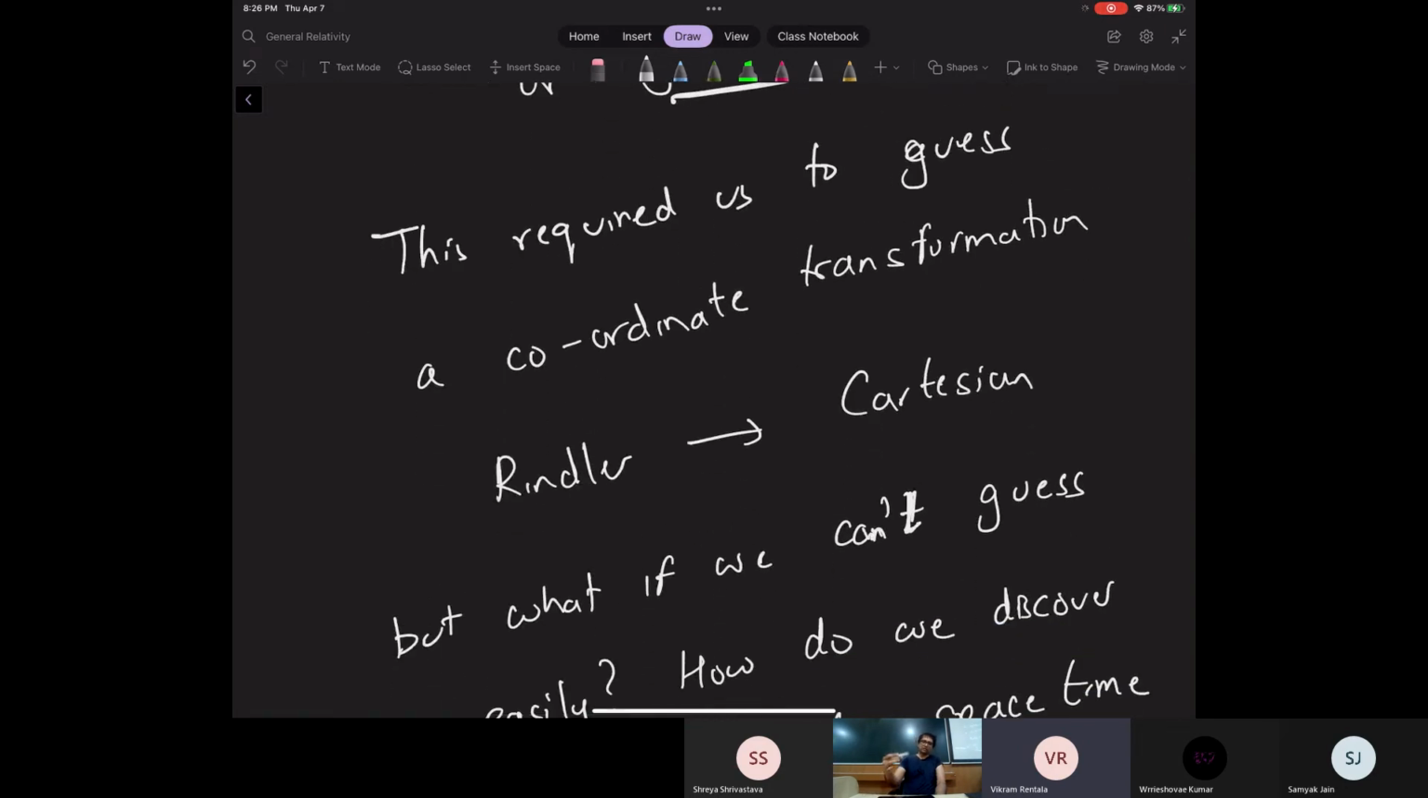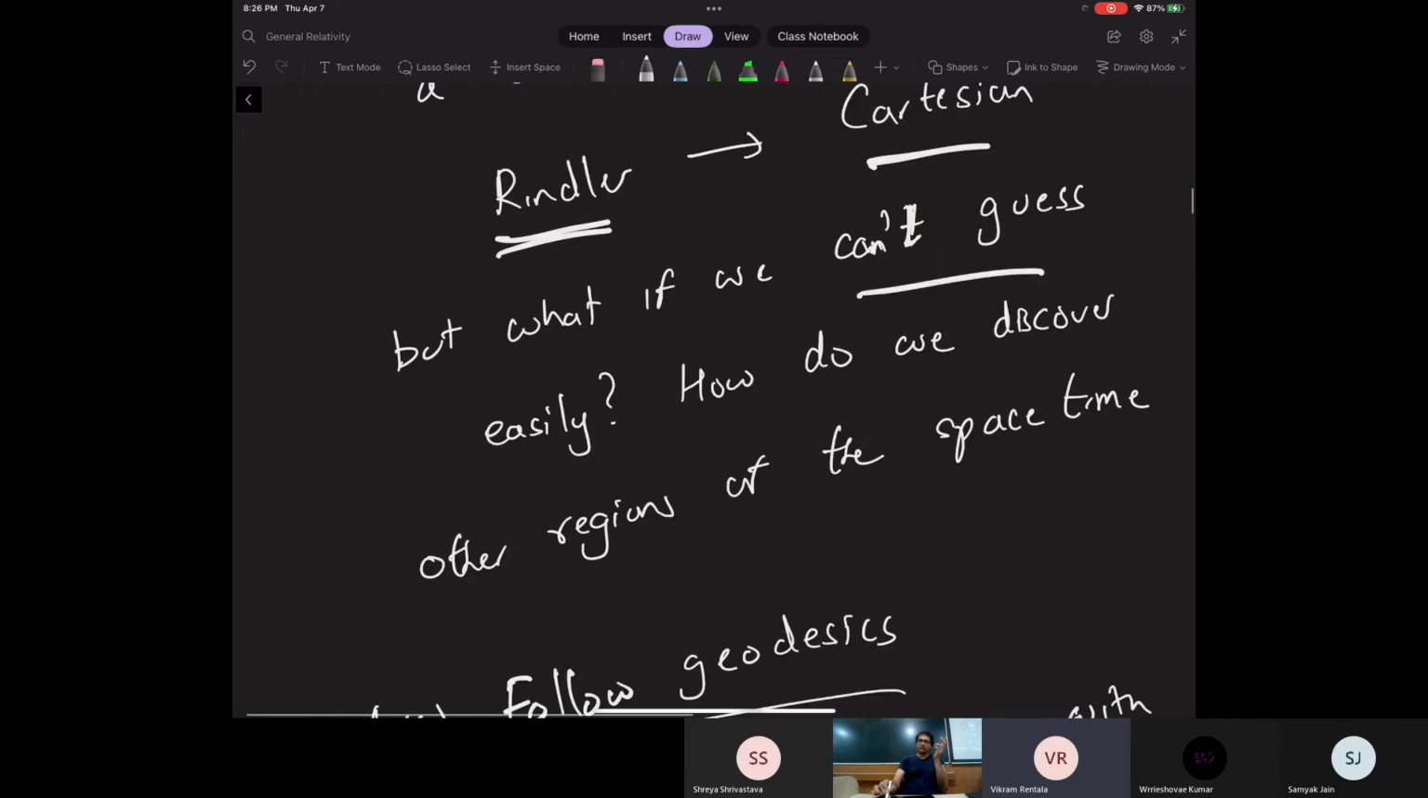So the main point of doing this is that I had to somehow magically guess this coordinate transformation from Rindler to Cartesian coordinates. Okay, but what if you can't guess so easily? How do you discover other regions of space-time? Supposing I don't know the guess, right? I mean, of course, if I give you the right answer, you can check it. But if I don't know how to guess, how will you discover other regions of space-time?